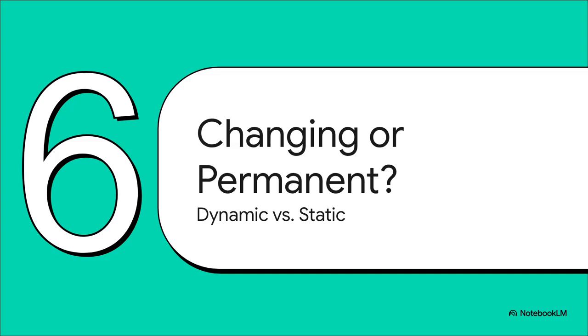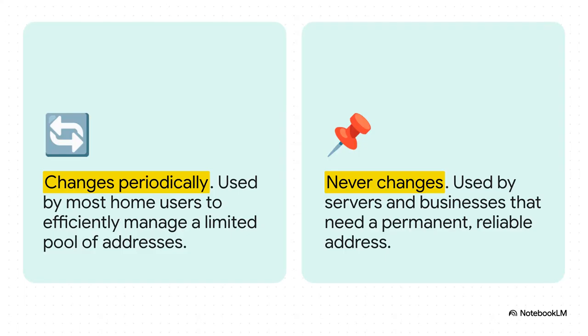All right, so there's one last important detail we need to cover. Are these addresses you get permanent or do they change? Well, the answer is, it depends on which kind you have. Most of us at home have what's called a dynamic IP. This just means our internet service provider might give us a new public IP every now and then, a lot of times just when we restart our router. It's just an efficient way for them to manage their pool of addresses. On the other hand, servers and businesses usually pay for a static IP. This is an address that is permanent and never ever changes. And that makes perfect sense, right? You need a website's address to stay the same so you can find it reliably every single time.